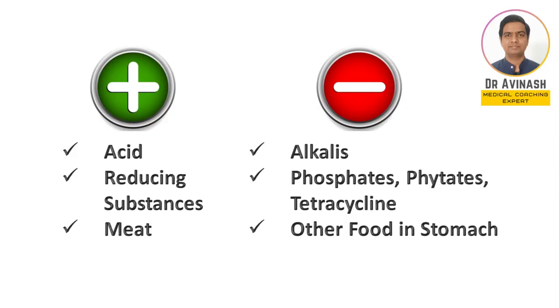But there are factors which can retard iron absorption. For example, alkalis, they do not convert Fe3+ into Fe2+. They actually convert Fe2+ into Fe3+, stopping the absorption of iron. Phosphates, phytates, tetracycline can react with iron and decrease its absorption. Plus, food in the stomach also interferes with iron absorption.